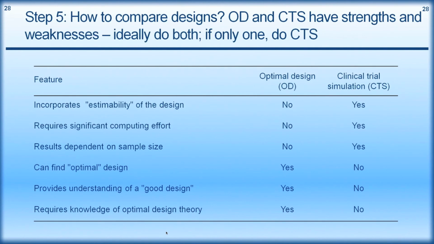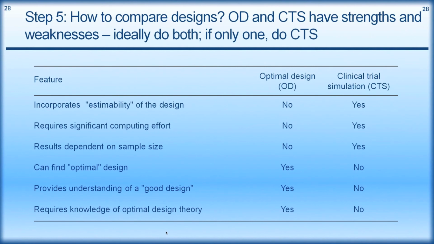How to compare designs and find optimal designs? Well, there's essentially 2 paths that we can go down. One is optimal design theory, so that's working with the expected Fisher information matrix. And the other is clinical trial simulation. Clinical trial simulation is simply we simulate the study and we re-estimate it, and we look at the values of the estimated parameters versus the true values.